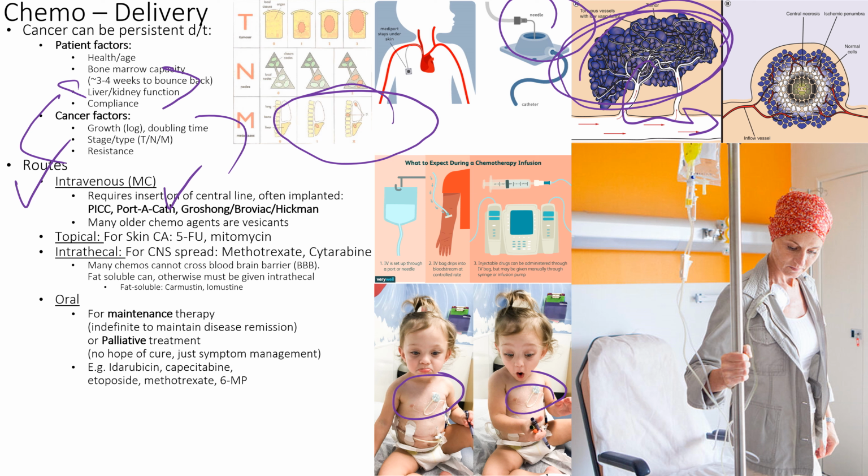We have PICC lines, which are good for like 3 to 6 months. We have Groshong, Broviac, and Hickman catheters. They look like PICC lines, but some of them are specially designed. Like Groshong is specially designed to not be heparinized.